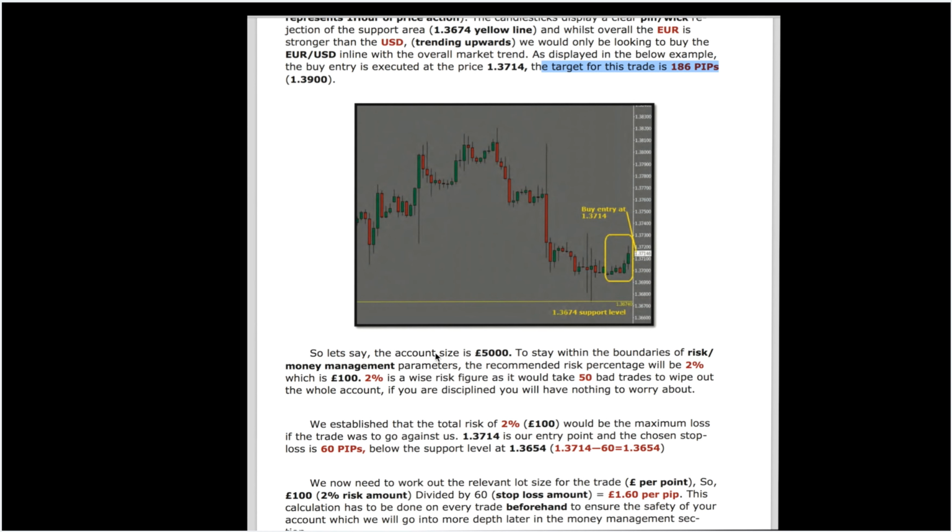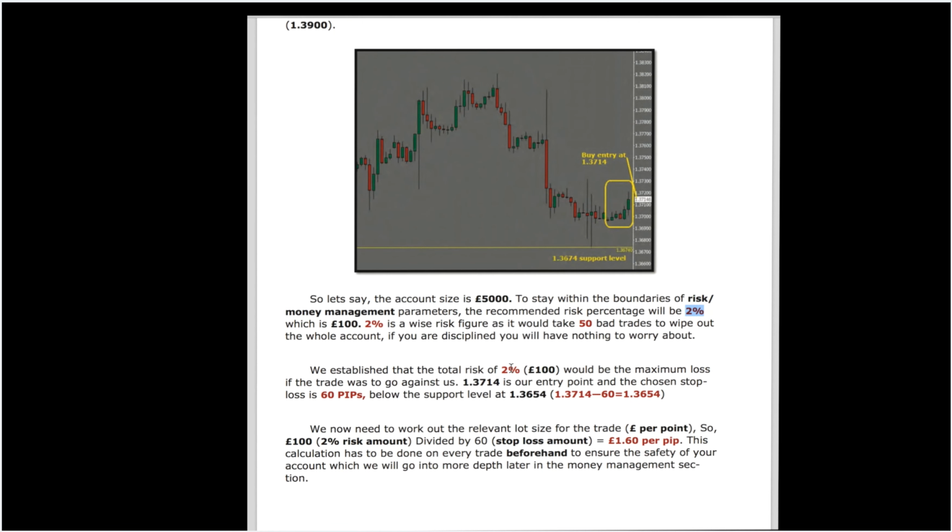So let's say the account size is 5,000. To stay within our boundaries of risk money management, it's recommended that we only risk 2%, which is £100. Obviously, 3% will be 150, 1% will be £50. 2% is a wise figure, as it will take 50 bad trades to wipe out the whole account. Now, if you stuck with the risk parameters and the money management parameters right here, and even if you flipped a coin, I don't think you will get 50 bad trades in a row unless you're extremely, extremely unlucky.